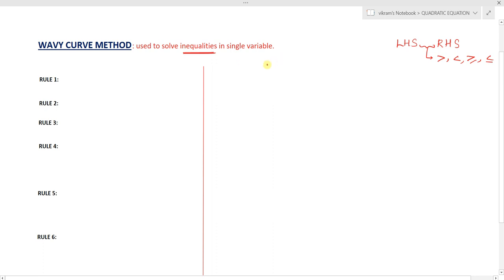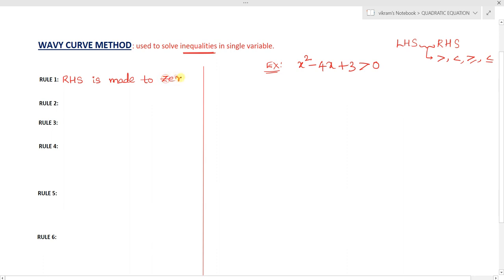So here I am considering one example. The example is the inequality x square minus 4x plus 3 greater than 0. Now to solve this inequality, we need to follow the wavy curve method, and it has some rules. The first thing we need to check is that the RHS of the inequality is made 0.